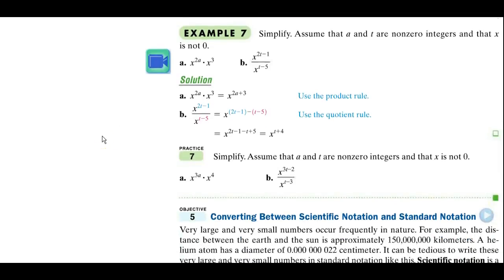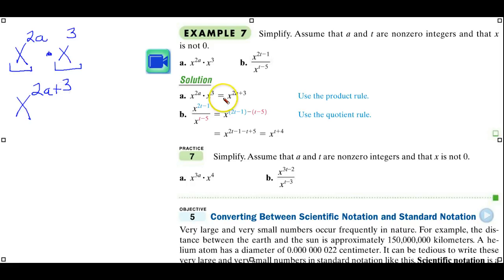All right, example 7. Now here they want us to simplify, keeping in mind that a and t are non-zero integers and that x is not 0. Let's take a look and see what they are doing here. So in letter A, we have our bases, x, but our exponents are in this form. But what did we say the rule is? Well, the rule is we just add our exponents together. So that is our answer.